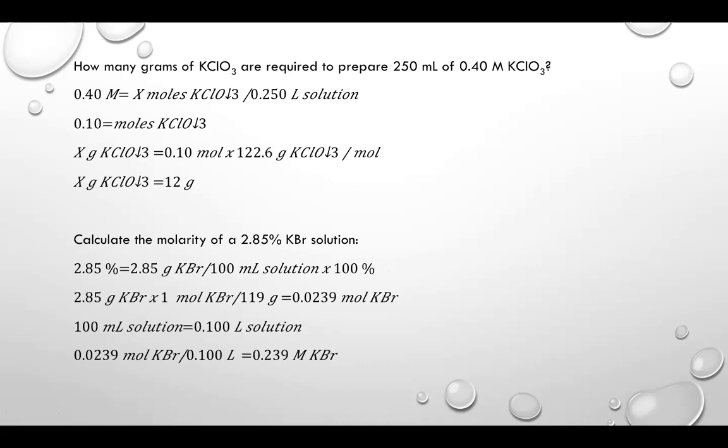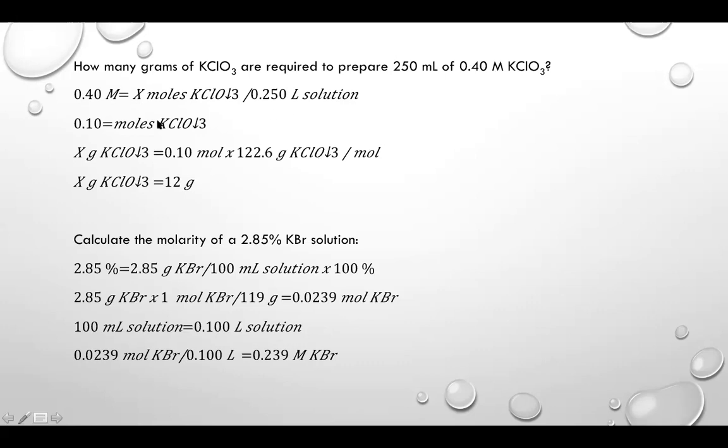So let's do a few more practice problems. For this slide, we have how many grams of KClO3 are required to prepare 250 mils of 0.40 molar KClO3, which is perchlorate. So we're given that we have 250 mils, and we're also given a molarity. And from this information, we can figure out how many moles we have, and then we can use the information that we learned in chapter 5 to figure out how many grams that we have.